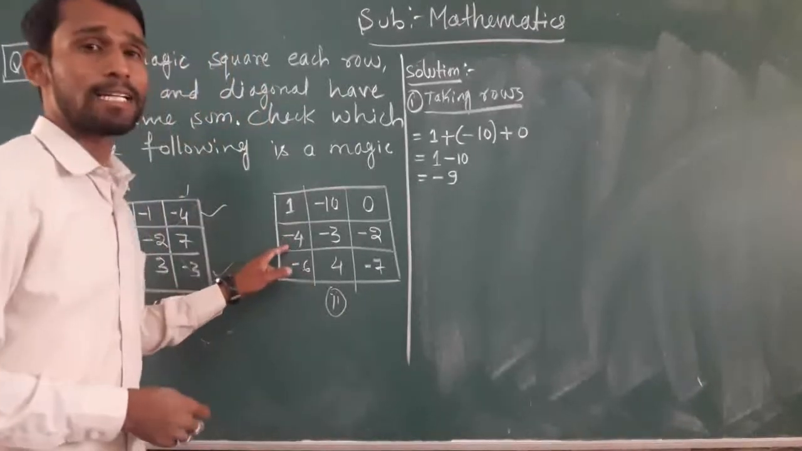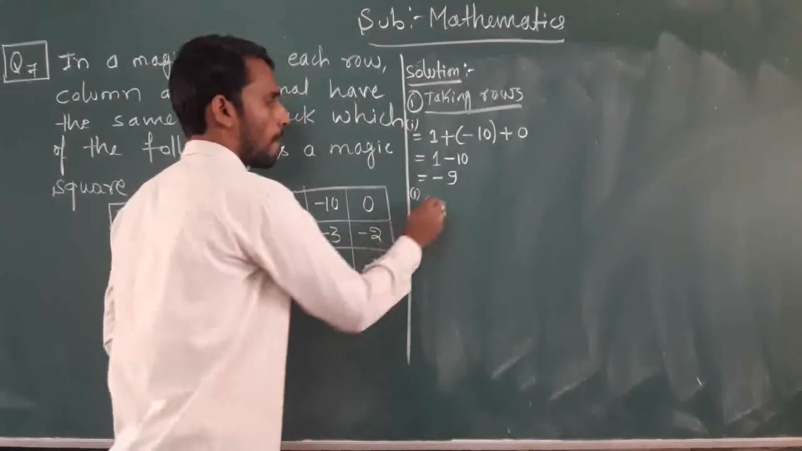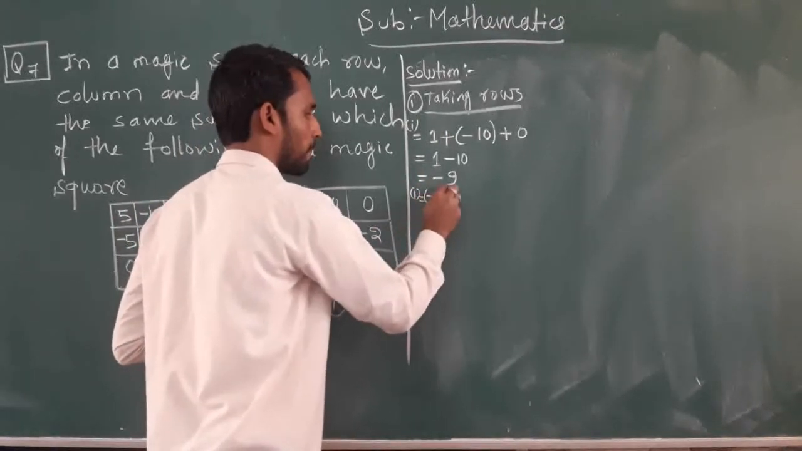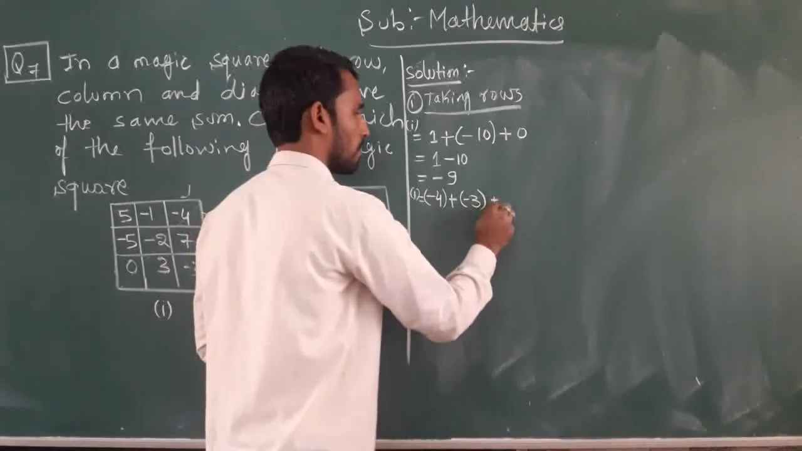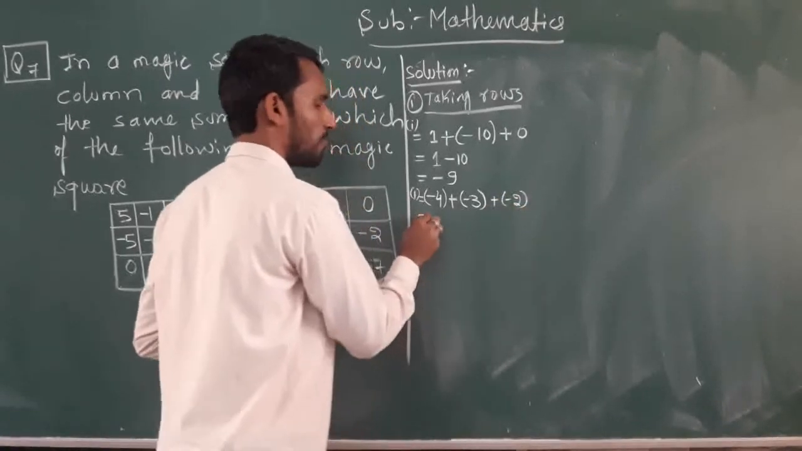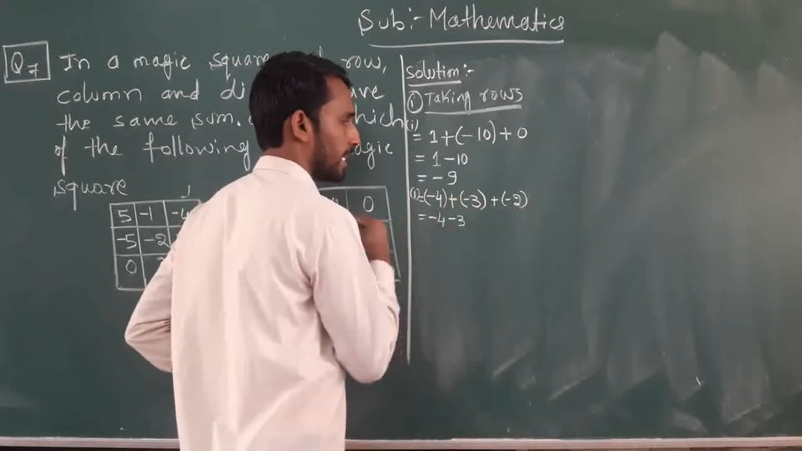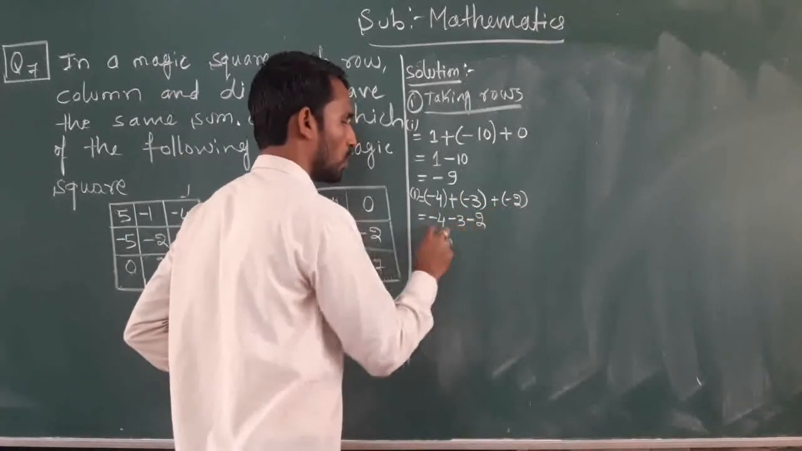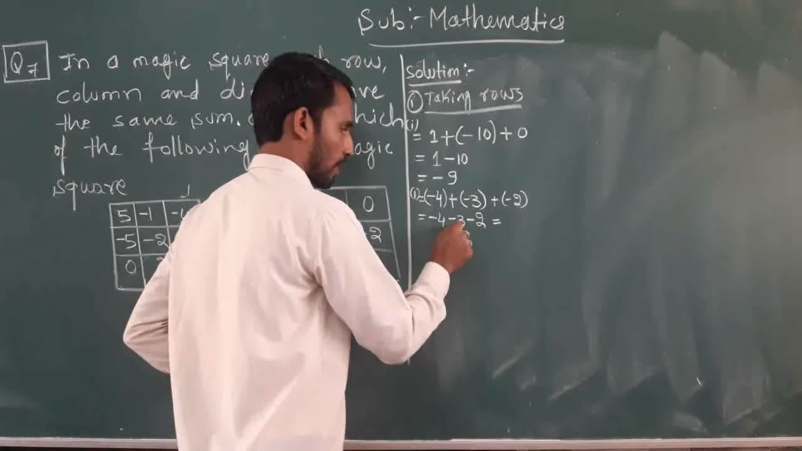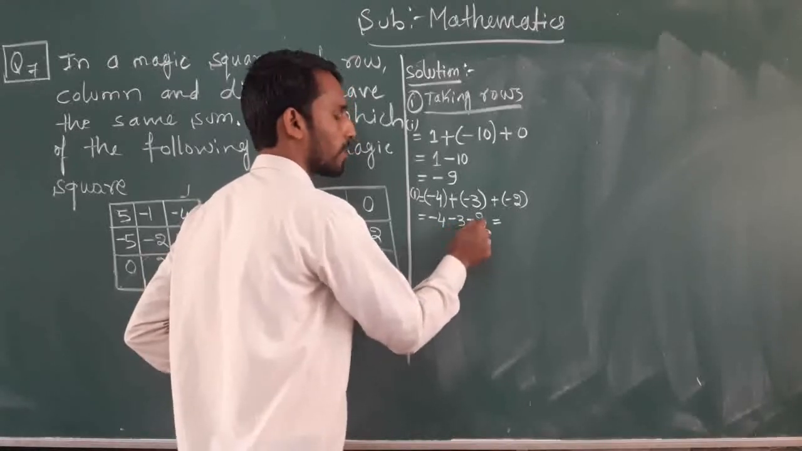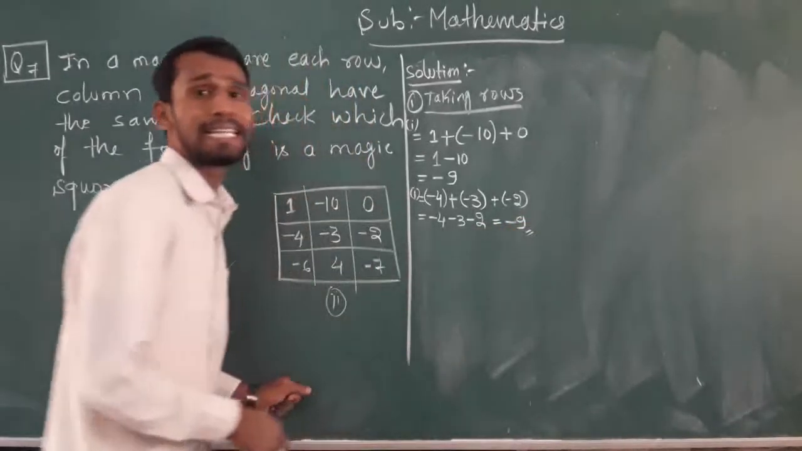Next I am taking the second row. This is the first row. This is the second row: minus 4 plus minus 3 plus minus 2. When we add minus 4 plus into minus 3 plus into minus 2, we get minus 9. Again we got minus 9 as the answer.